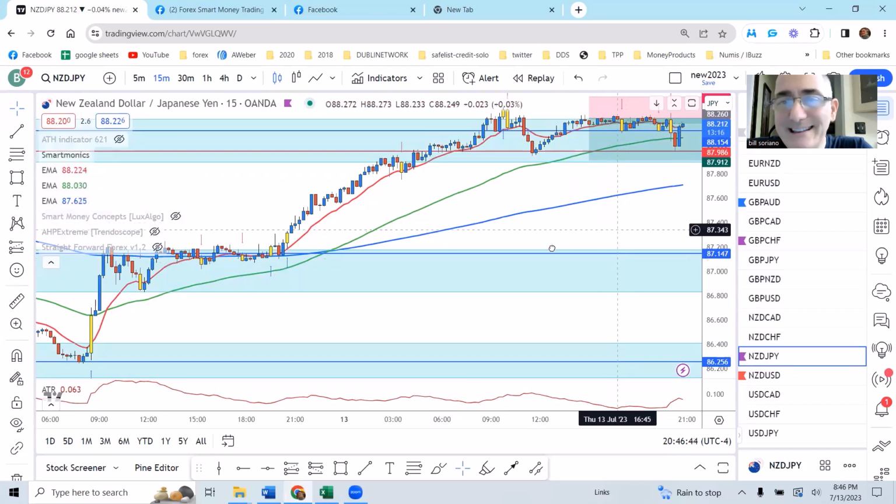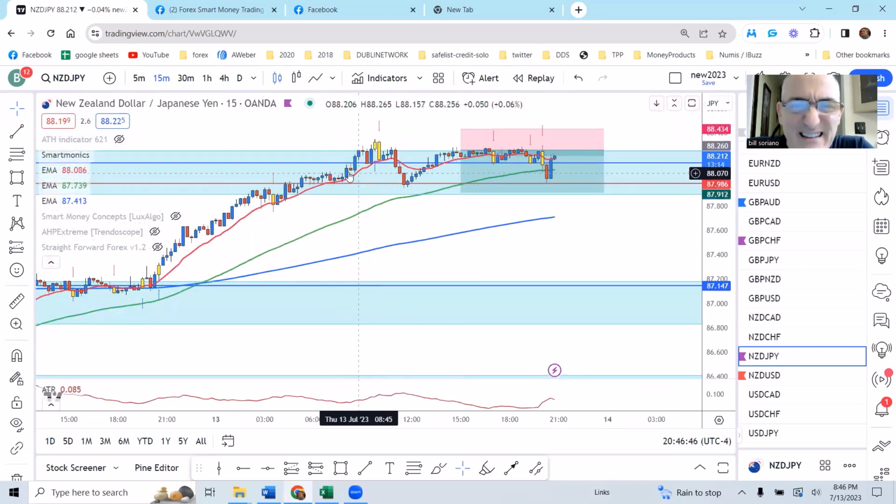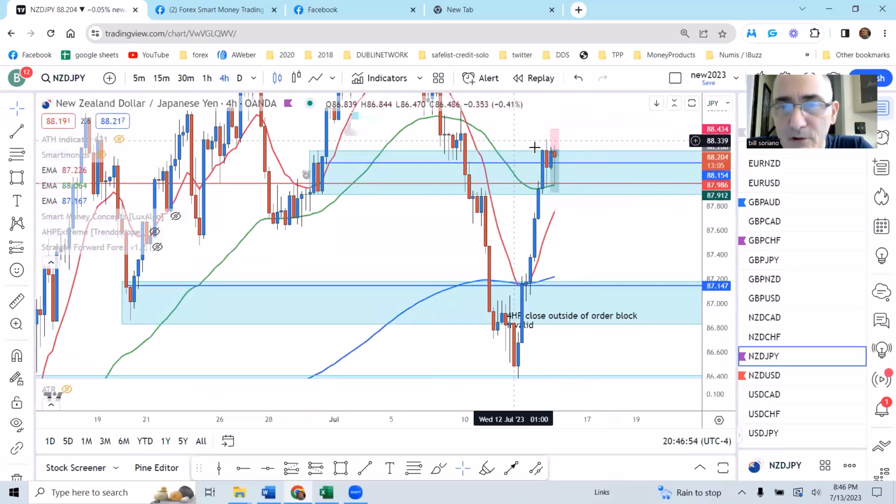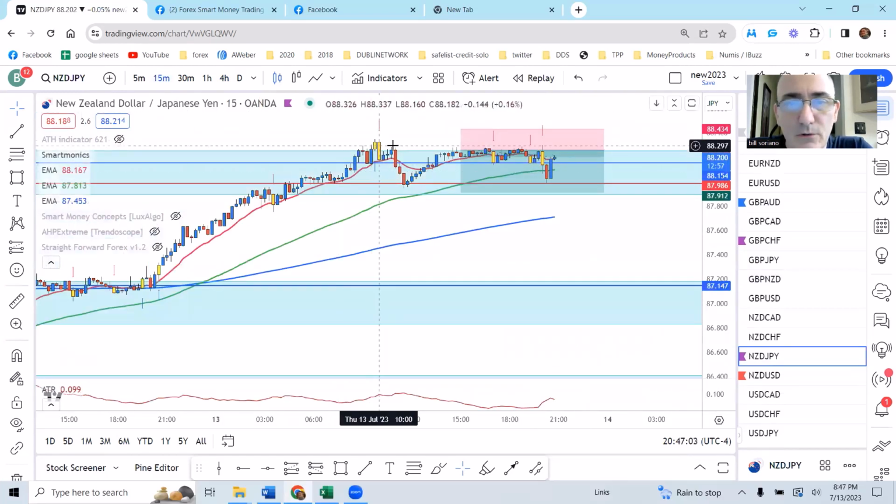I'm sorry, NZD JPY. This is another trade here. You can see how price comes up, closes outside of our order block. But if we look on the 4-hour chart, it doesn't really close outside, right? So it still respects the order block. It's still a valid order block to trade from.